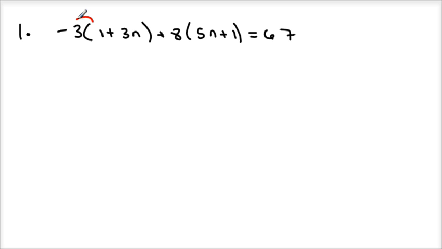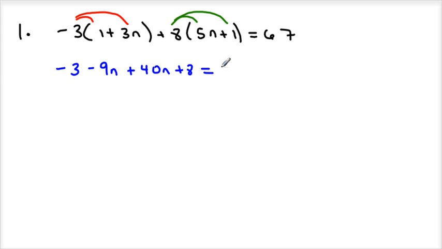So we're going to distribute the negative 3 to both terms inside this parentheses, and we're also going to distribute the positive 8 to both terms inside this parentheses. So let's take that step first. Negative 3 times 1, negative 3. Negative 3 times positive 3n is negative 9n. Positive 8 times positive 5n is positive 40n. Positive 8 times positive 1 is positive 8, equals 67.